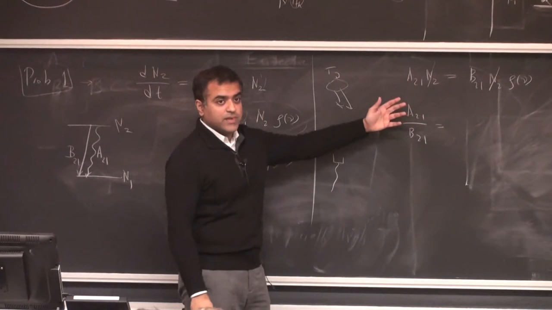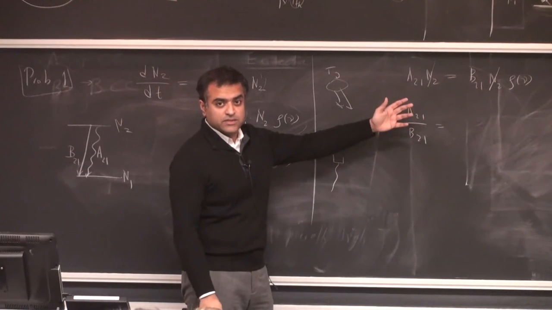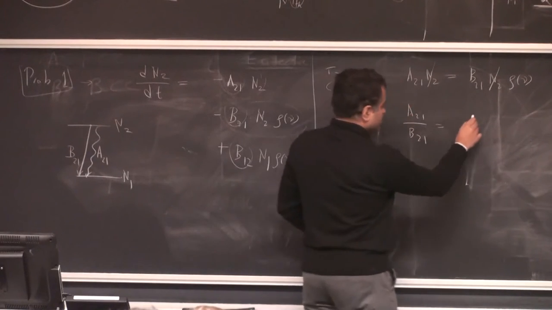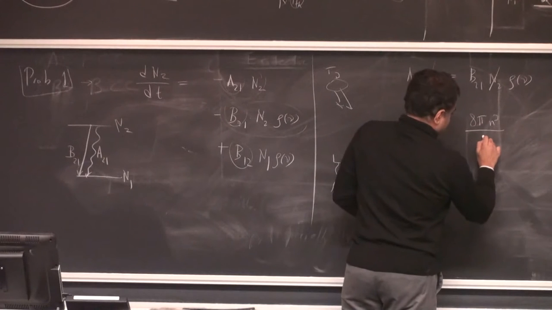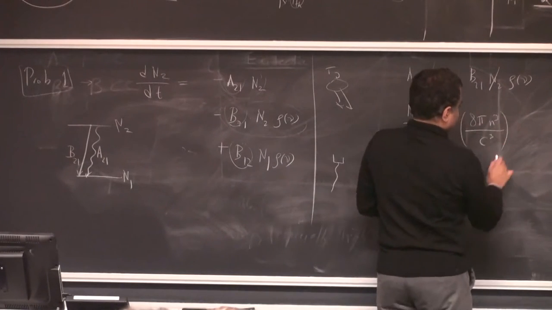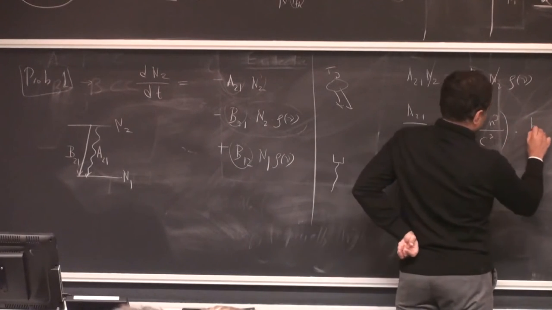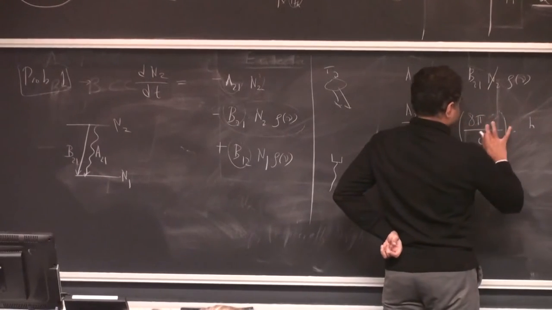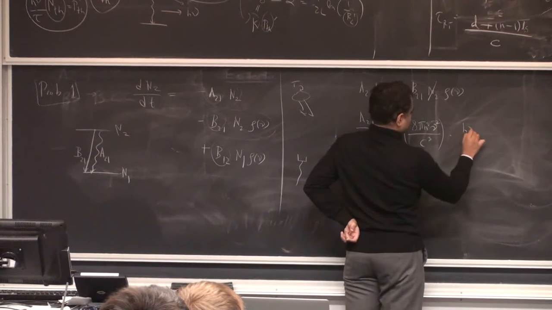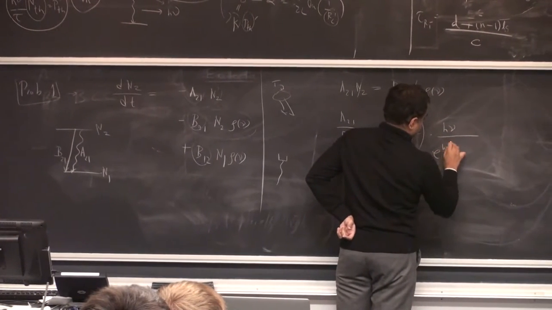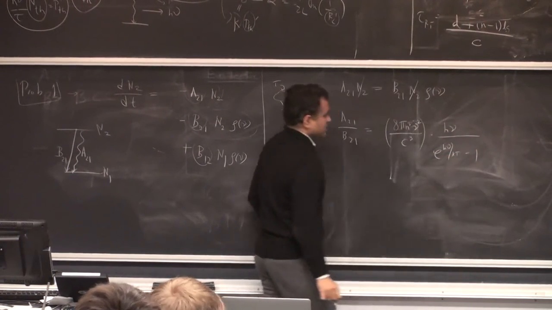That's Planck's black body formula, which looks like 8 pi h over c cubed, the photon density here, times n cubed times nu squared over e to the power h nu over kT minus 1. So that's the thing.